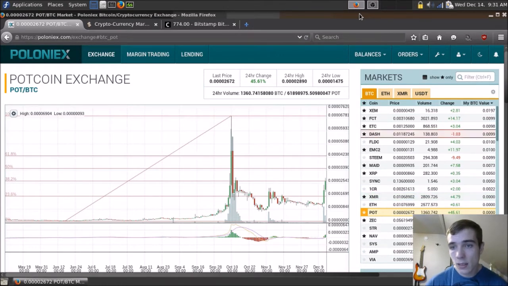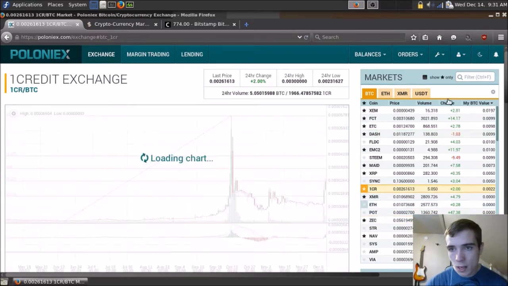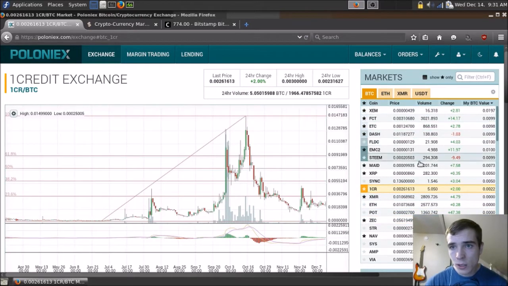And it's not all of the ones that I think have potential, but it's the ones that I really feel good about right now. And you can see that from my BTC value down to 1 CR right here. This is 1 CR. I have these sorted by my Bitcoin value in them.